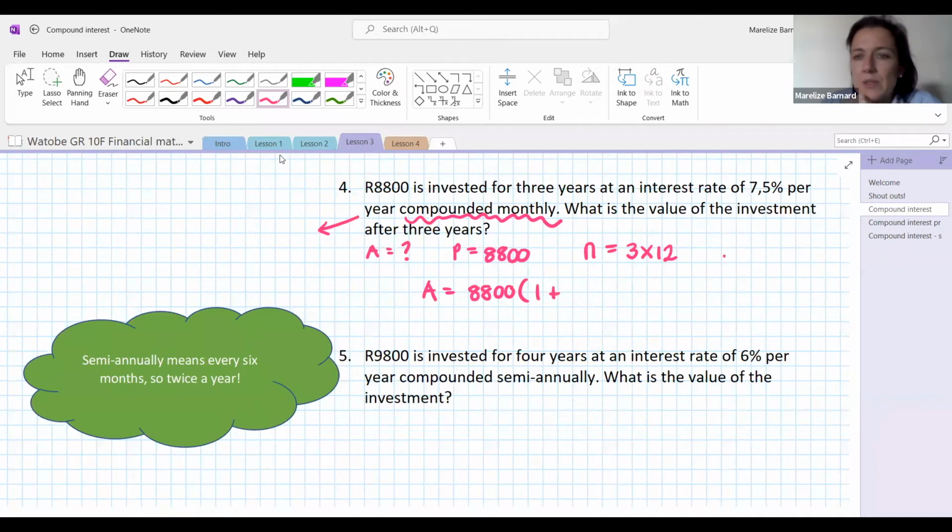1 plus, oh, we didn't write down our interest rate. Our interest rate is 7.5% as a decimal, so 0.075. And we are going to divide the interest rate by 12 because we are compounding monthly. And our N is going to be 36 because we need to times the number of years by 12 because we are compounding monthly. Right.